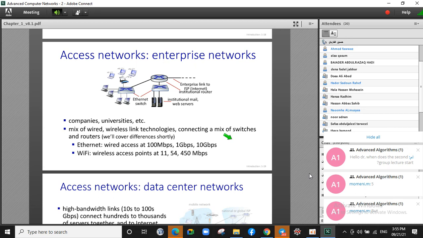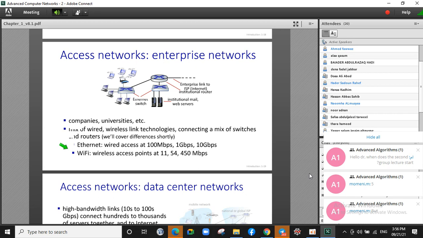Another access network is the enterprise network. When we talk about an enterprise, it is a big company, a big organization, such as a university. Okay. In an enterprise, we have several types of LANs, local area networks, a mixture of wired and wireless networking technologies, different types of switches, and something like that.